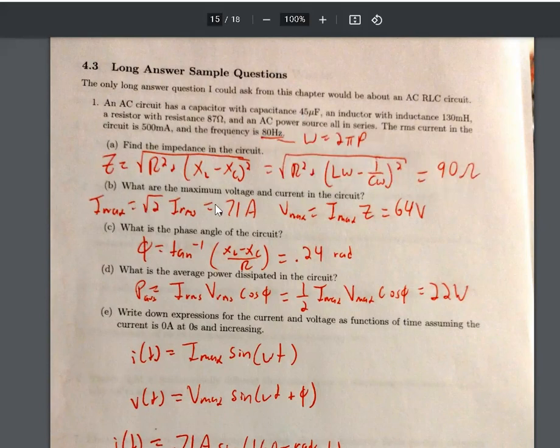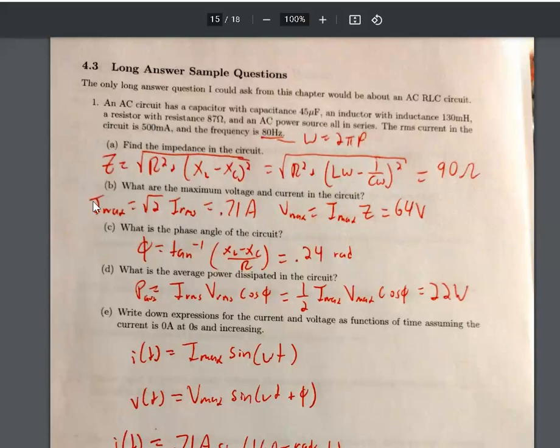All right, so now what are the maximum voltage and current in the circuit? Well, we know the RMS current was 500 milliamps, and the maximum is the square root of 2 times the RMS current. So in other words, it's the square root of 2 times 0.5 amps. So that gives us 0.71 amps. And the maximum voltage and the maximum current obey Ohm's law with the impedance, okay? So we can find the maximum voltage by taking our maximum current and multiplying by our impedance of 90 ohms. And so that gives us a maximum voltage of 64 volts.